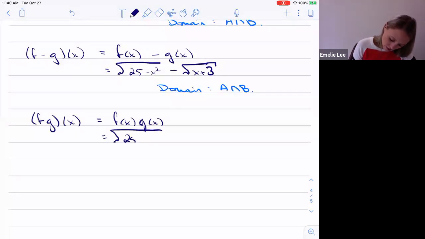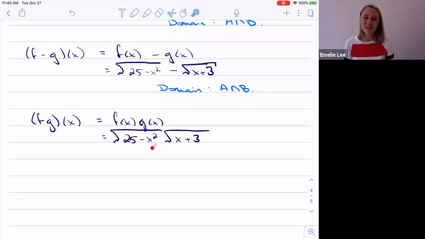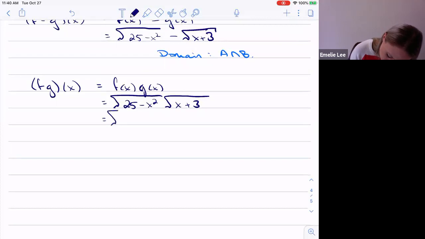Now I've got the square root of 25 minus x squared times the square root of x plus 3. Finally, I'm multiplying these square roots, which means that I can combine them under the same square root if I want to. Because we can rewrite the square roots as 25 minus x squared to the power of 1/2 times x plus 3 to the power of 1/2, and then by the exponent laws, we can combine these. So this becomes the square root of 25 minus x squared times x plus 3.